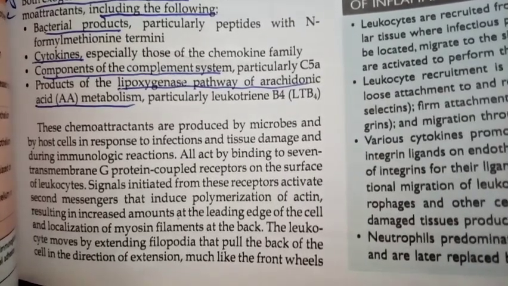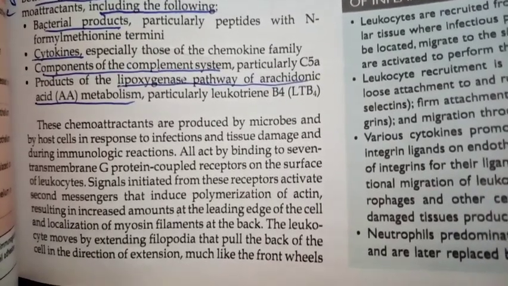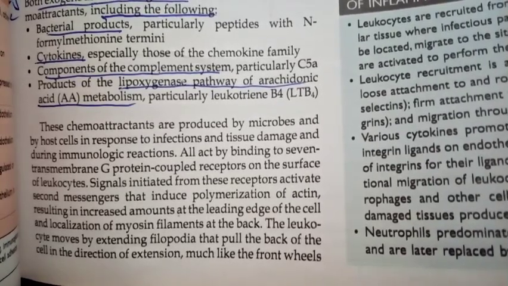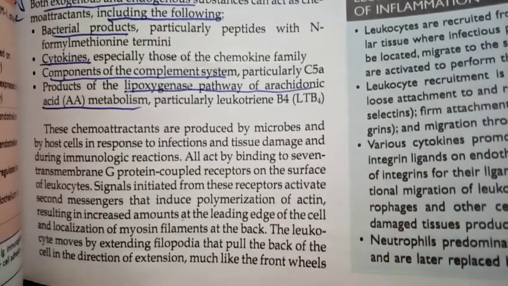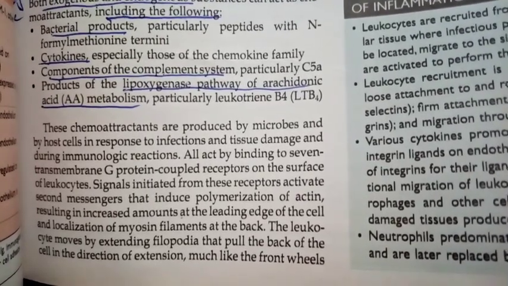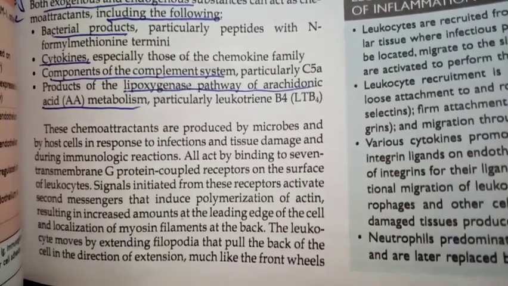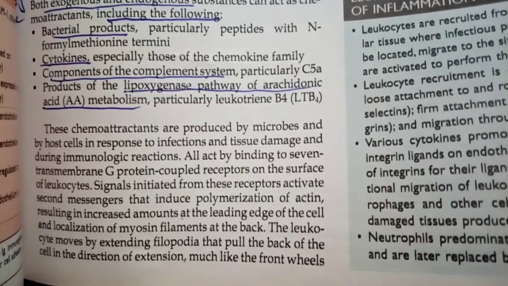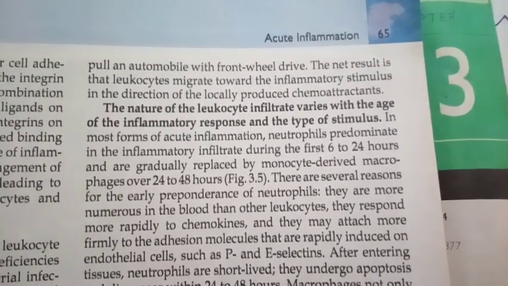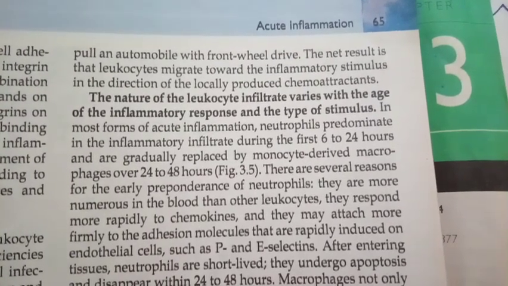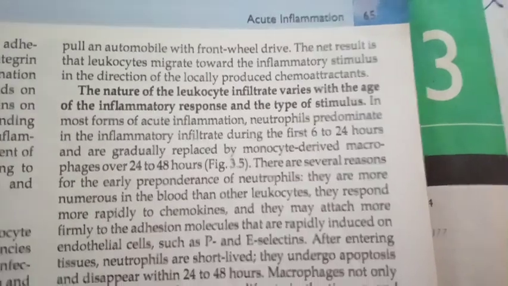Signals initiated from these receptors activate second messengers that include the polymerization of actin, resulting in an increased amount of polymerized actin at the leading edge of the cell and localized myosin filaments at the back. The leukocyte moves by extending filopodia that pull the back of the cell in the direction of extension, much like the front wheels pull an automobile with front wheel drive. The net result is that leukocytes migrate toward the inflammatory stimulus in the direction of locally produced chemoattractants.